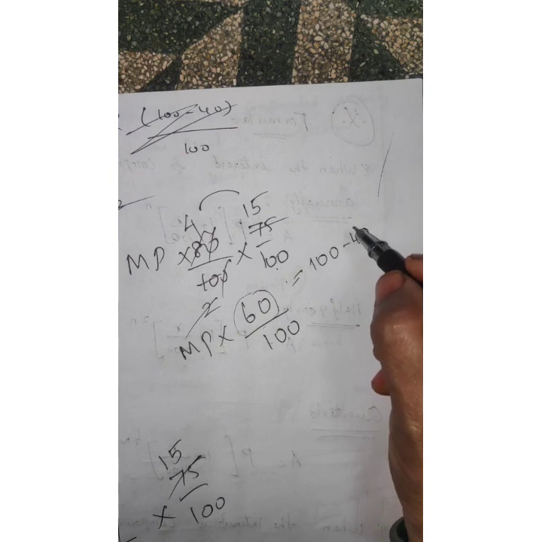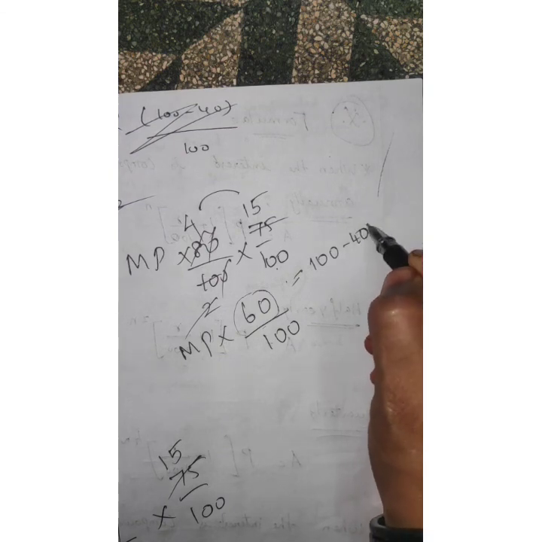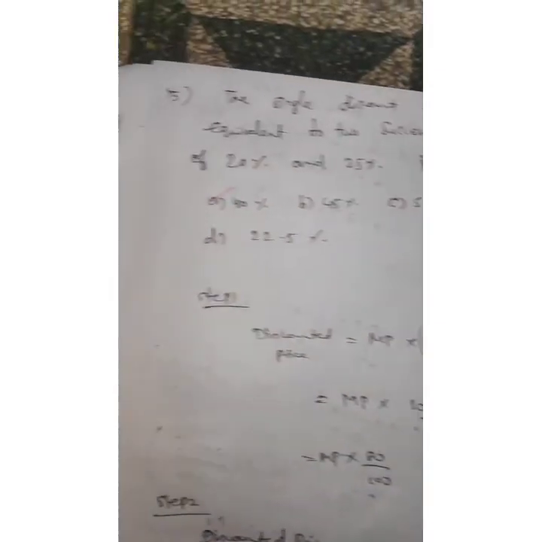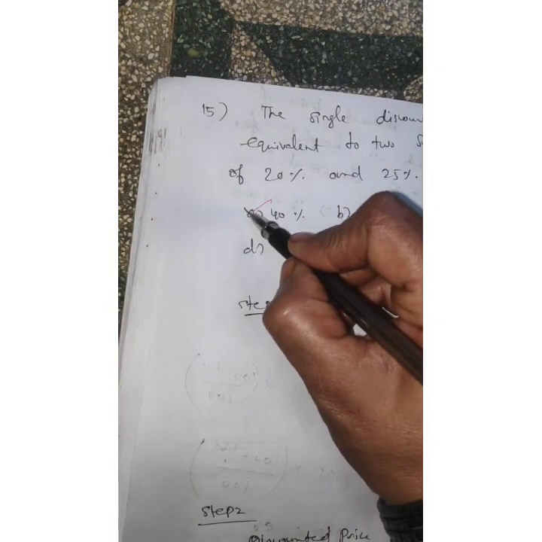Now which option, which percentage is possible there? Only 40 is possible there. So from the given options, 40% is the correct one.